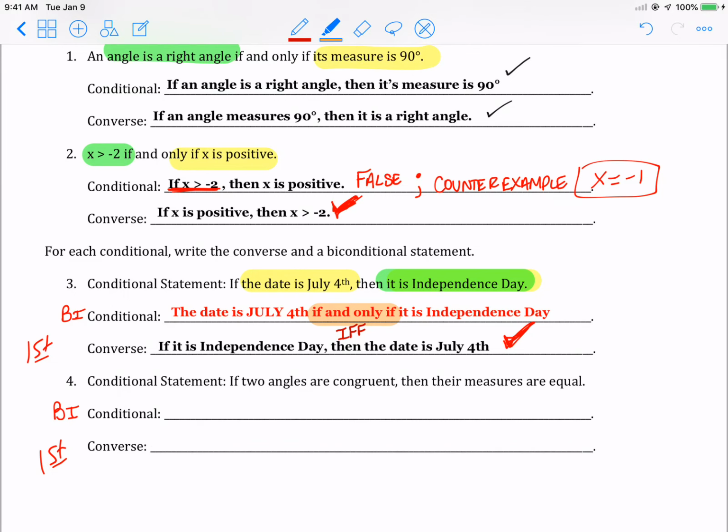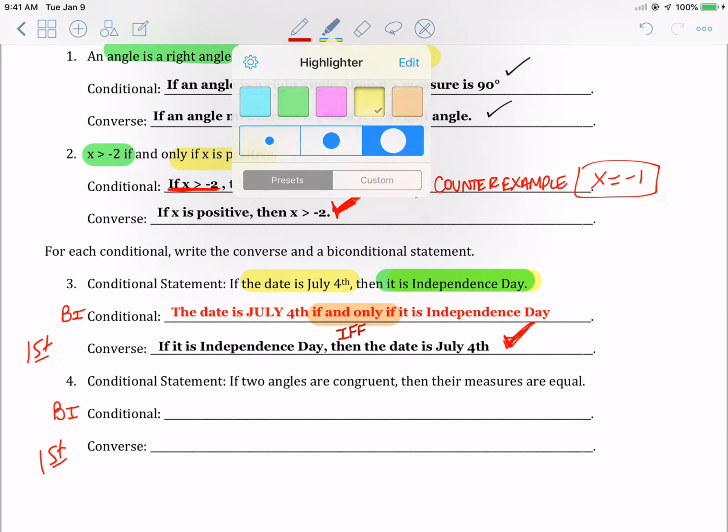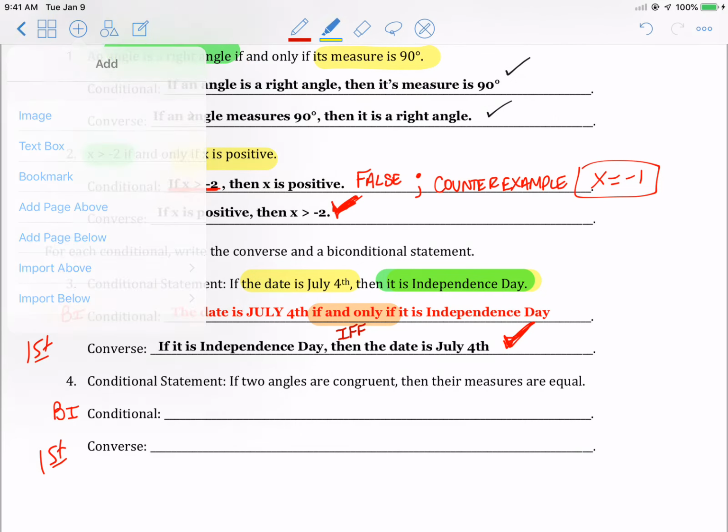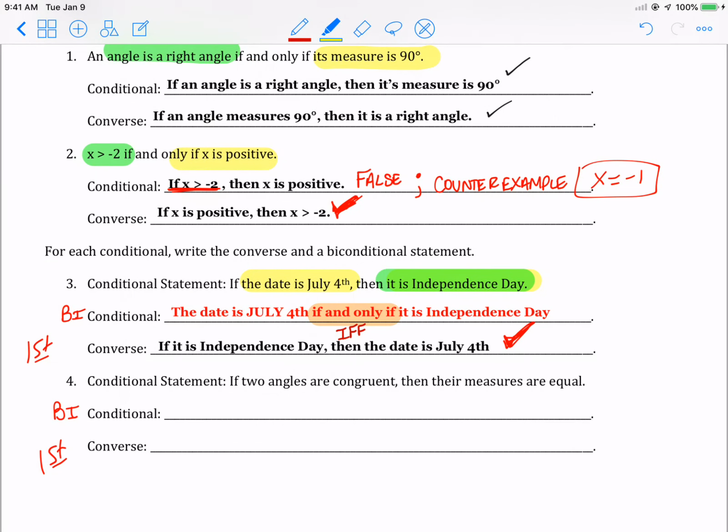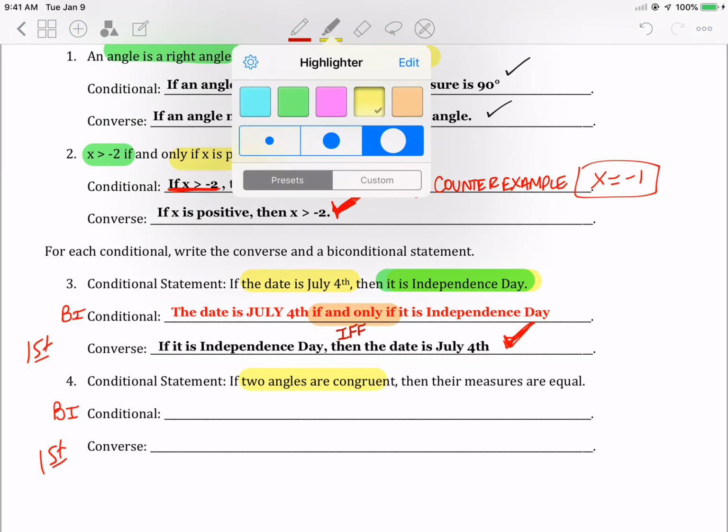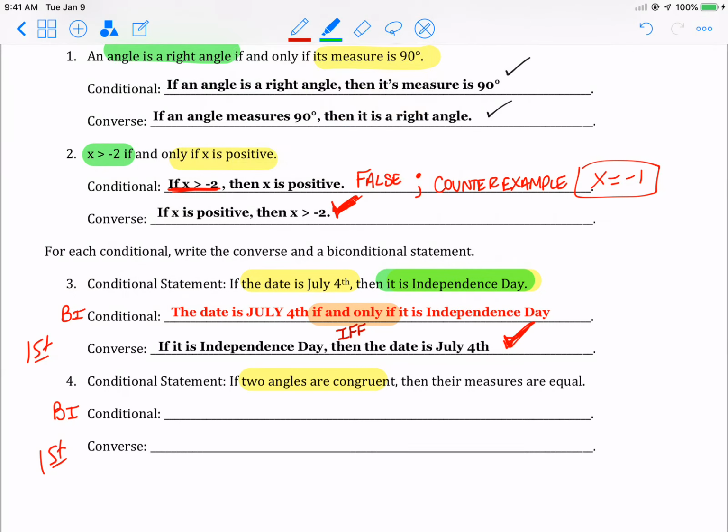Okay. Our last example for the day. If two angles are congruent, then their measures are equal. Two angles are congruent is my hypothesis. Remember, we do not include the if or the then when we identify our hypothesis and conclusion. And then their measures are equal is my conclusion.